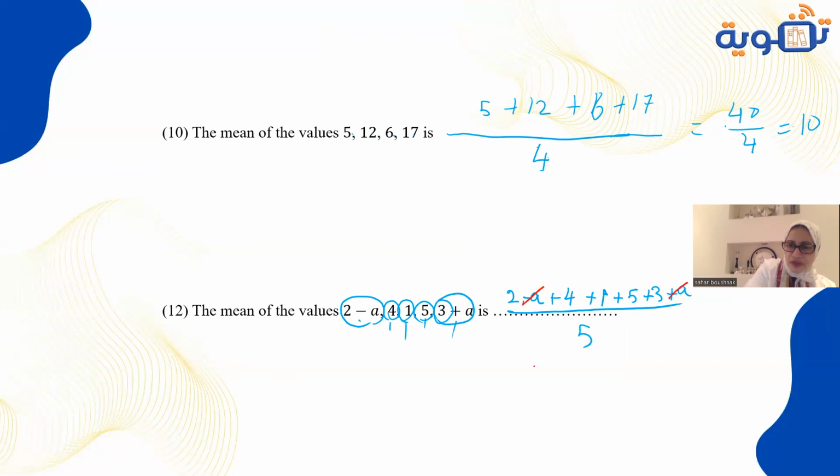So this is A and negative A, they are additive inverses. So I will add 2 plus 4, 6, plus 1, 7. 7 plus 3 is 10. So it will be 15 over 5, which is equal to 3.